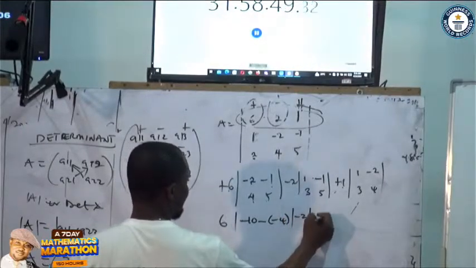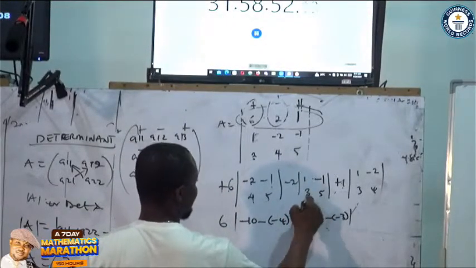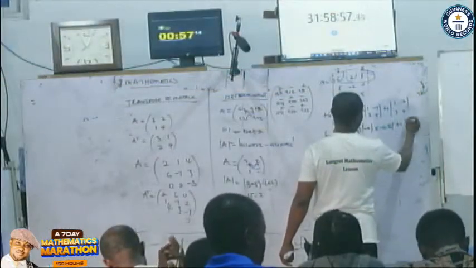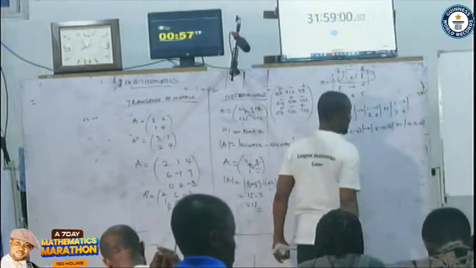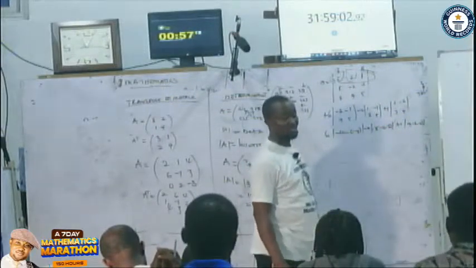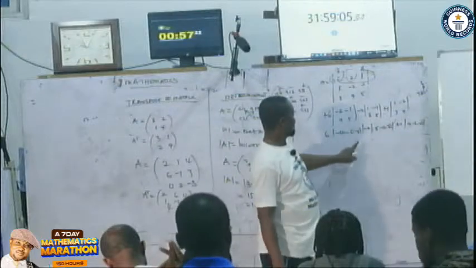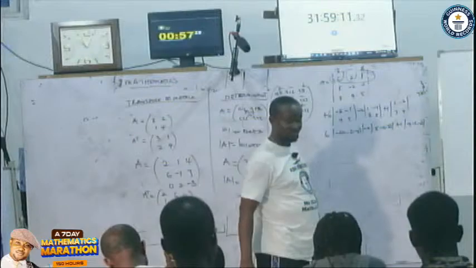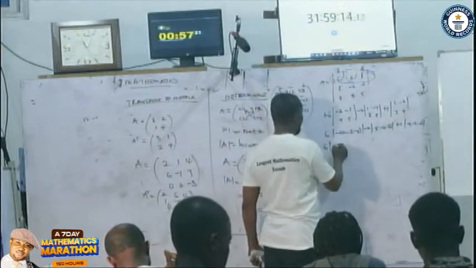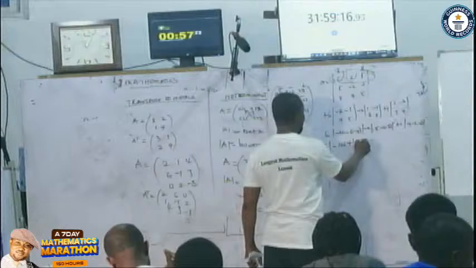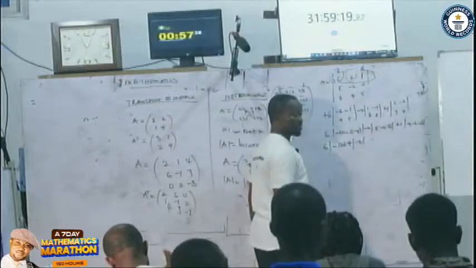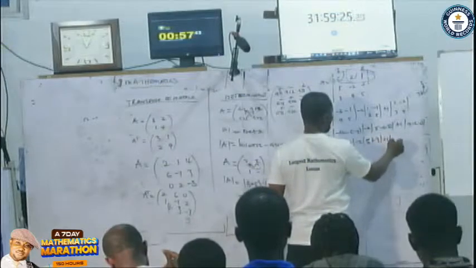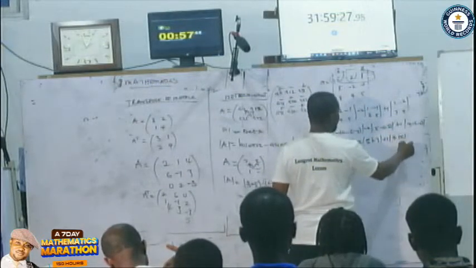Minus 2 in the what? 5, minus into minus 3, because minus minus is minus. Then plus 1 in the what? 4, minus into minus 6. So you know why you have 2 minus there? The minus of this and the minus of that. So this place will now be 6 into minus 10 plus 4, minus 2 into, what is minus minus? Plus. That place will become 5 plus 3, plus 1 into minus 1 is plus 4 plus 6.